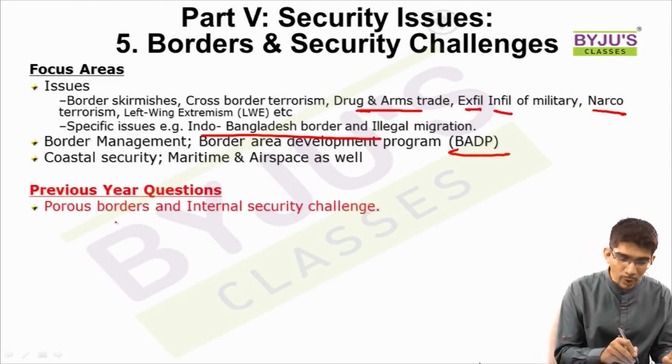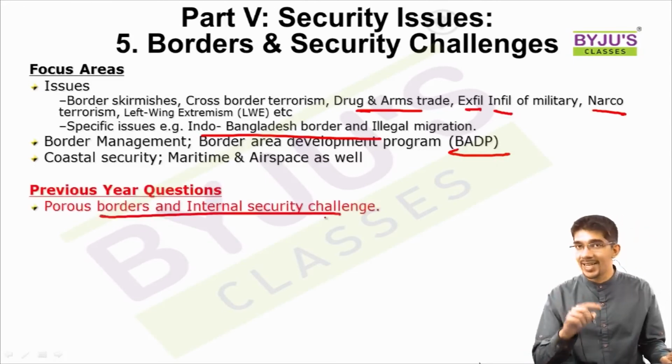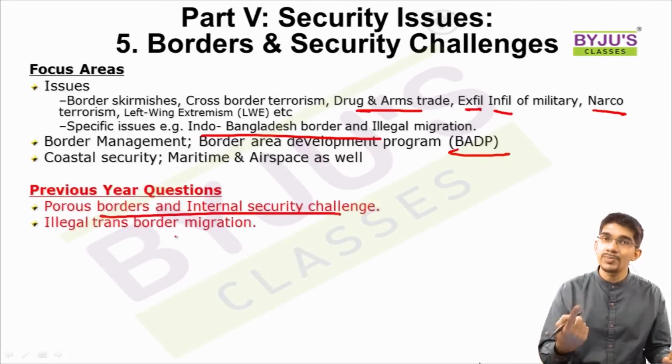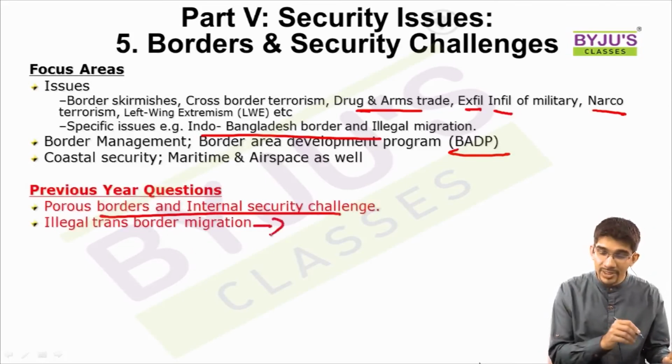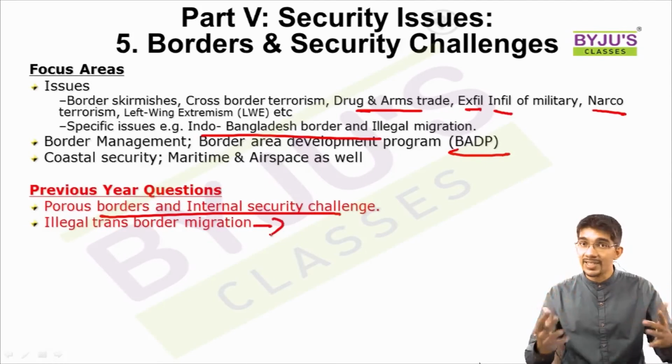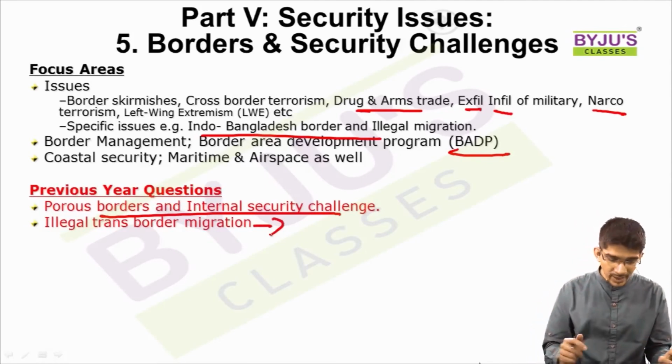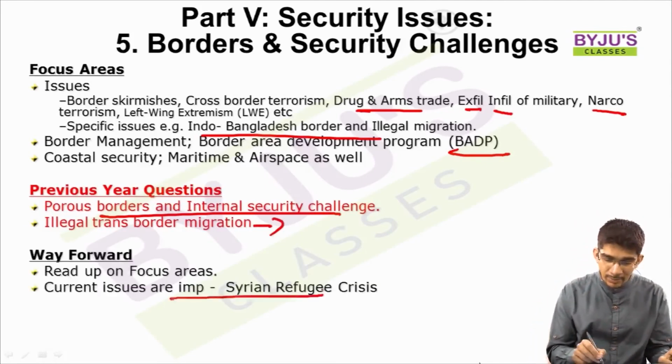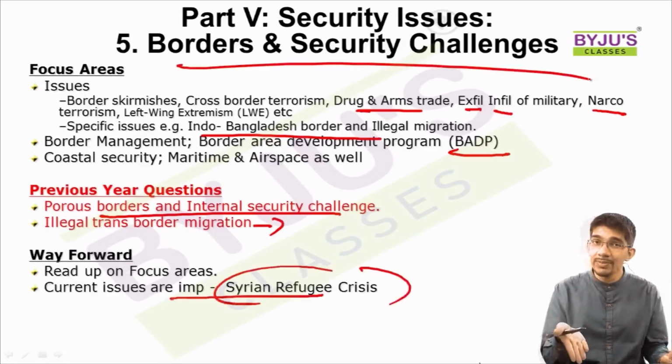Previous year's questions: porous borders and what is the internal security challenge arising from that? Illegal trans-border migration, how can we stop that? Important question this year because of the Syrian refugee crisis. Migration is a very important hot topic this year. Read up on all the focus areas. Current issues are important because of the Syrian refugee crisis. Very, very important area this year.